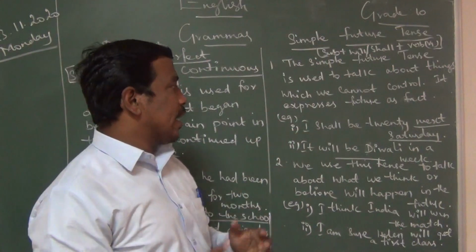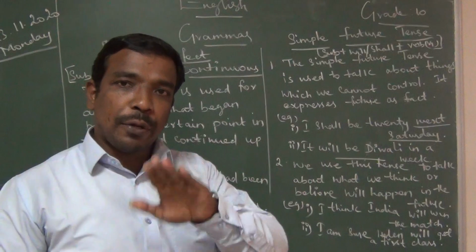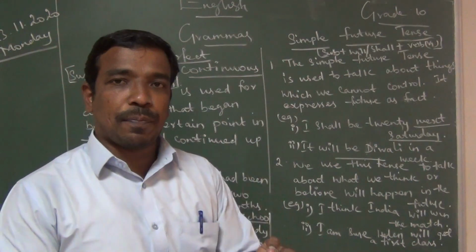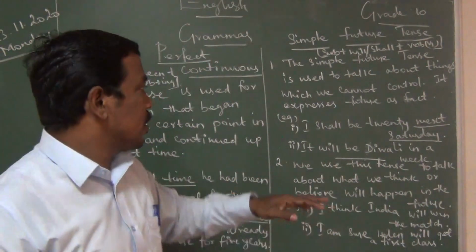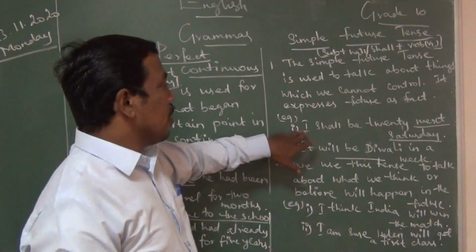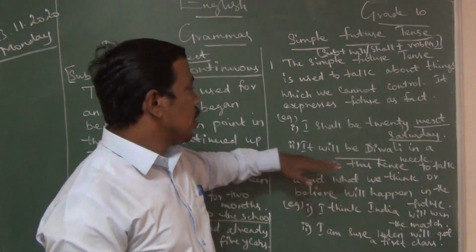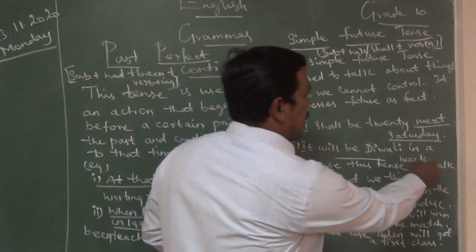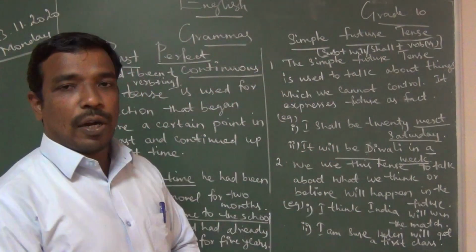In some places we can see I will also. There are certain rules. We can use will for first person also in certain places, if it is a promise, a threat, or determination. In all these places we can use will for first person also. I shall be 20 next Saturday: future as fact. It will be Diwali in a week. So that is also a future reference.